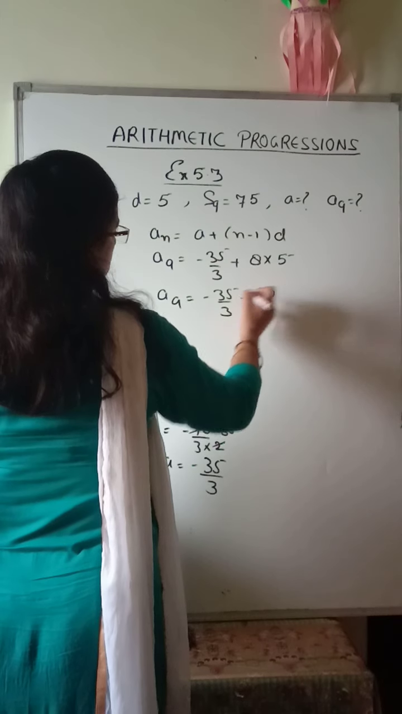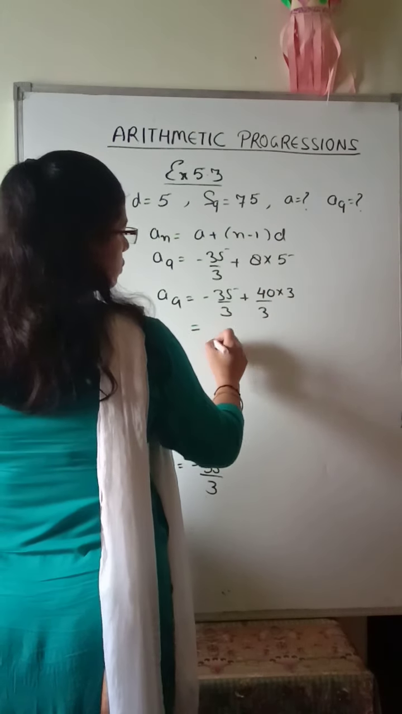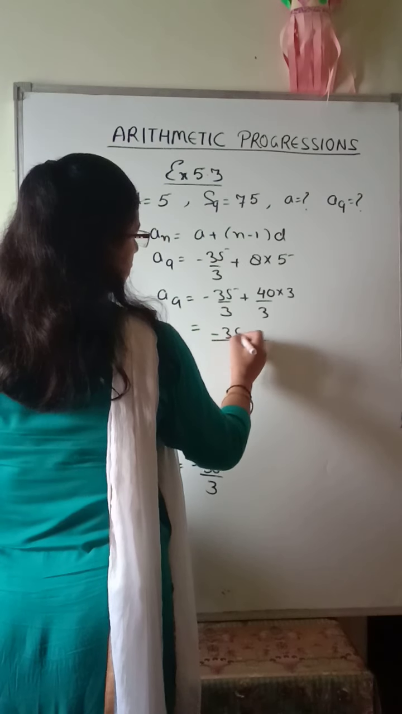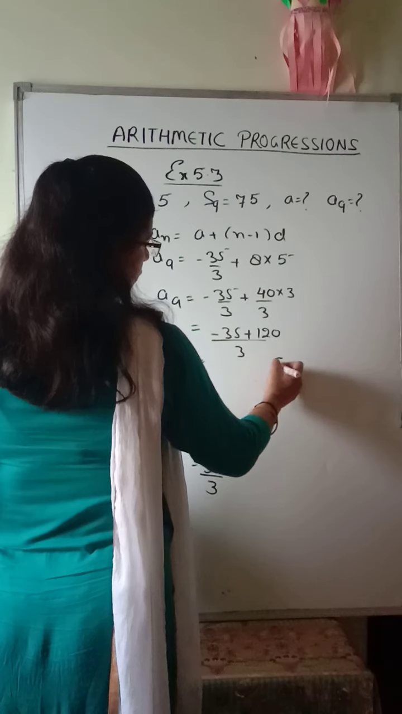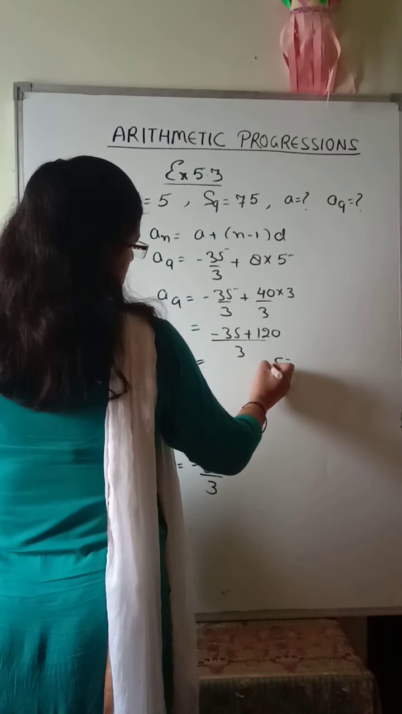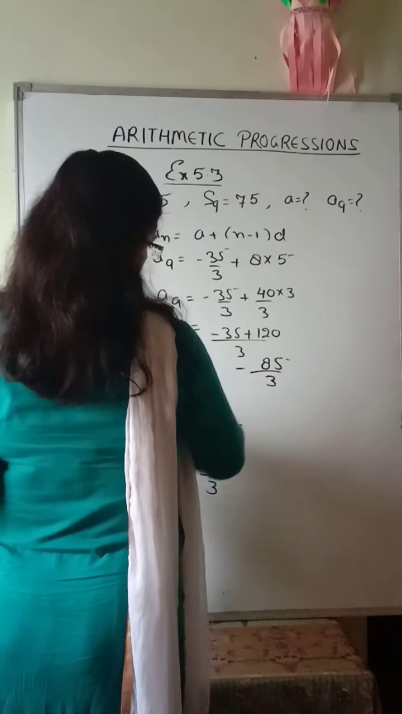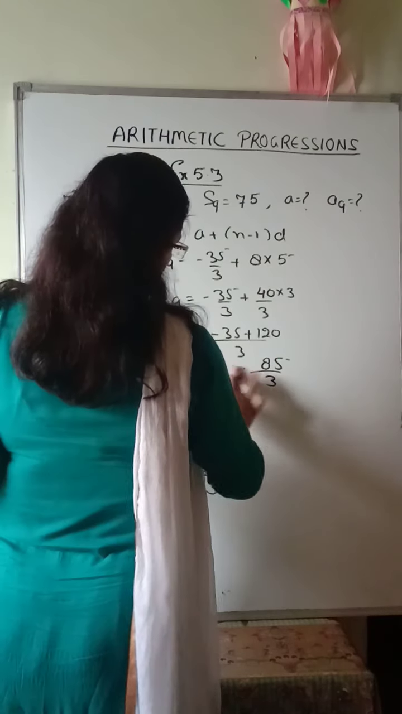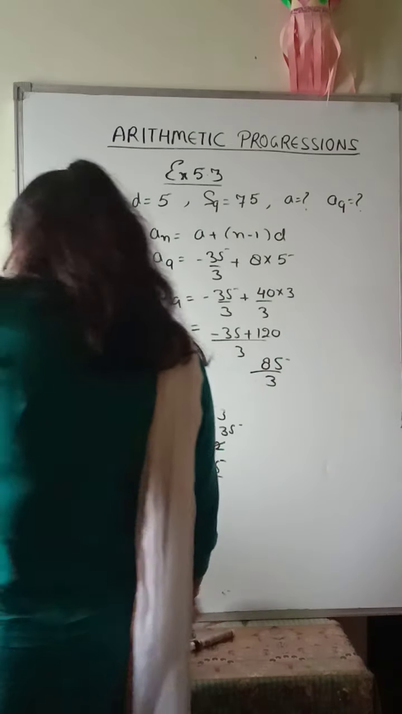5 8s are 40. Now I can take the LCM, 3 into 3. So 3 minus 35 plus 4 3s are 12, 120. So 10 minus 5, 5. Here 1 is left. 11 minus 3, 8. Okay. 85 upon 3 minus. No, sorry, plus. So this is our ninth term. So this was our fifth part.